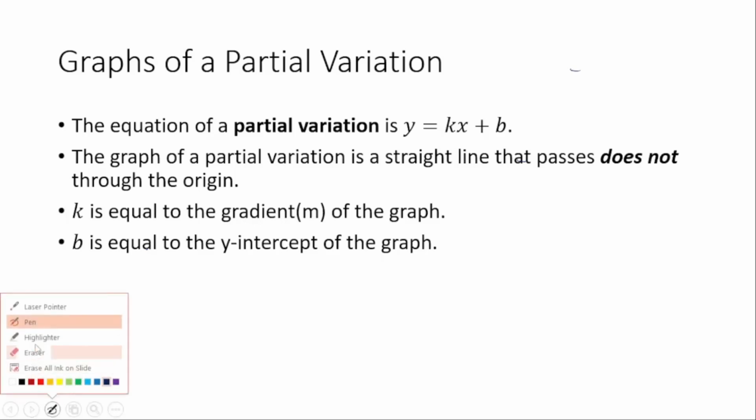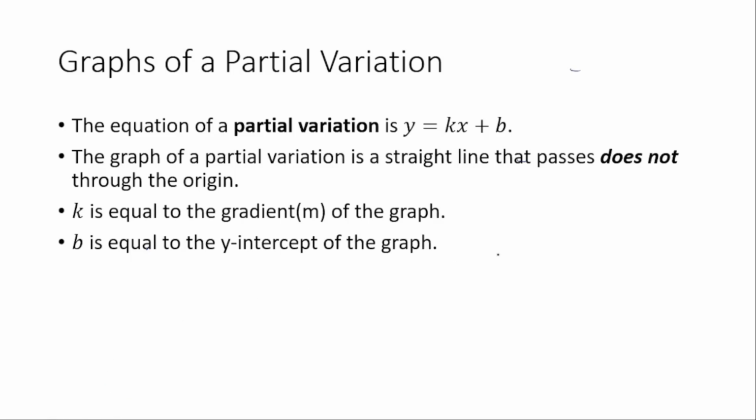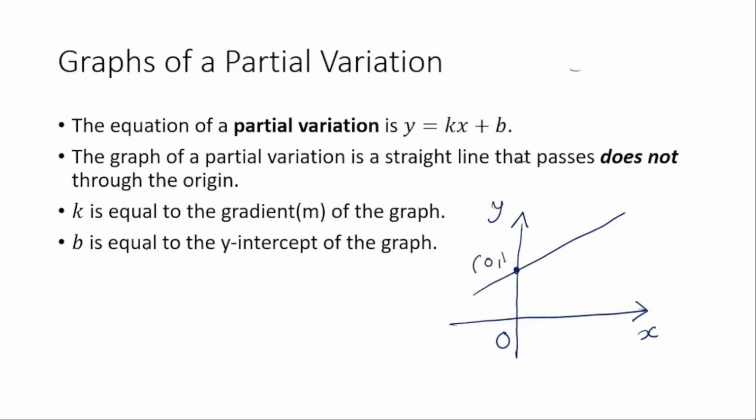How does this graph look like? If it's not passing through the origin, it's a straight line that is not passing through the origin. This is what we expect to see. We'll have a point there. So this is b. Then the equation will be y is equal to mx plus b. So this is what we are dealing with when we're talking about partial variations.